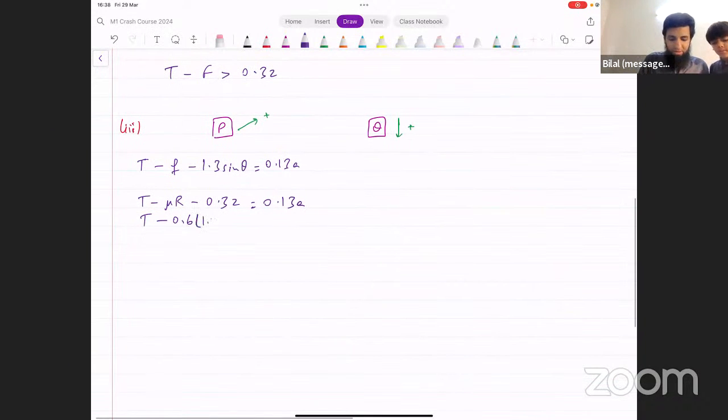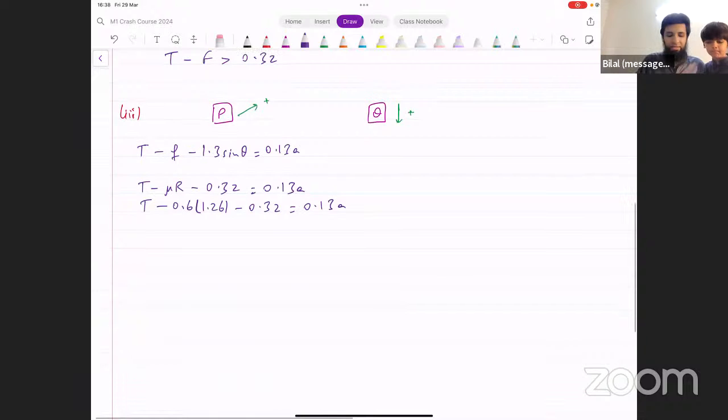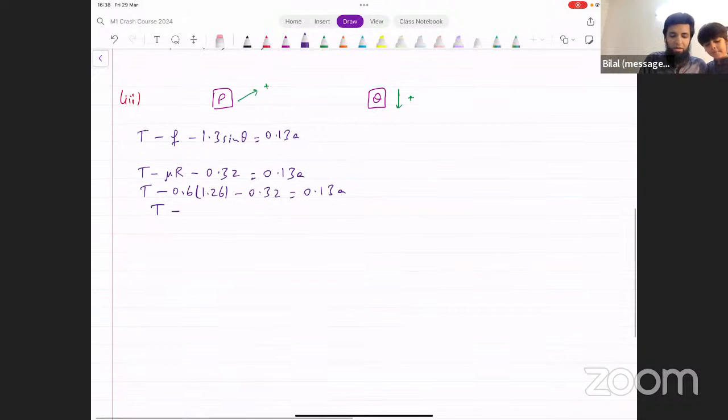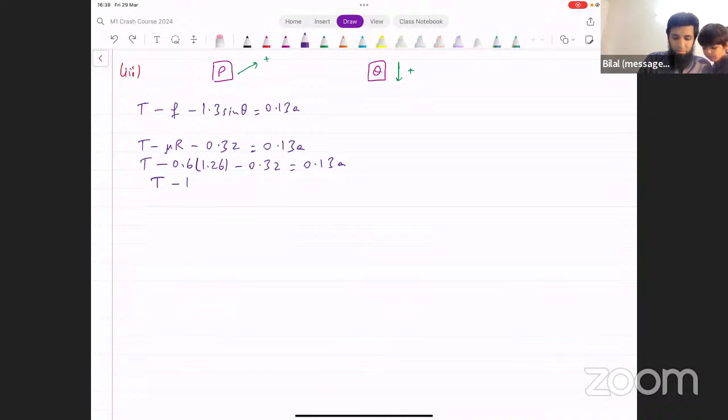So 0.6 into 1.26 minus 0.32 equals 0.13 times A. This is one equation that we've got. T minus this, 0.6 into 1.26 plus 0.32. What do you get from that? 1.076. T minus 1.076 equals 0.13 times A.